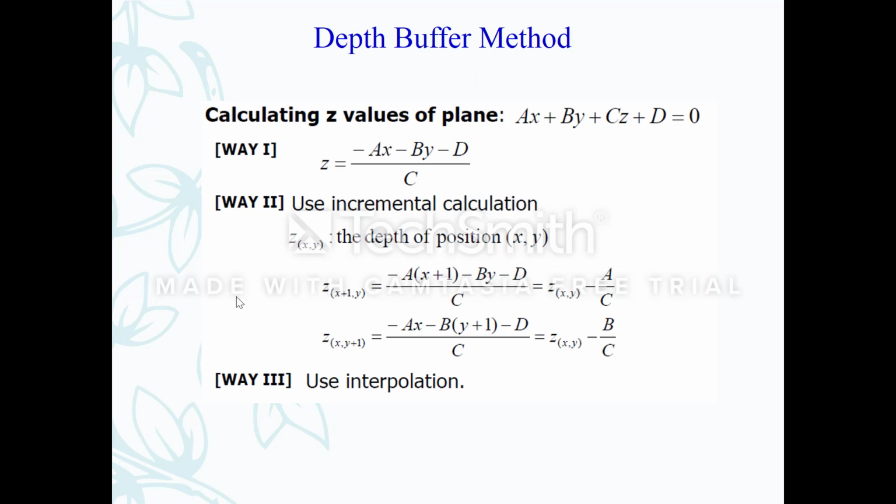So here's the calculation for z. As I said, ax + by + cz + d = 0 is the equation for a surface of an object. Then calculating z is like transferring everything to the right side, and we get z. The other way is using incremental calculation. The depth of the position x, y equals z; we increment the x value or increment the y value, and by doing that we get the depth of the next position. Or we can use interpolation.